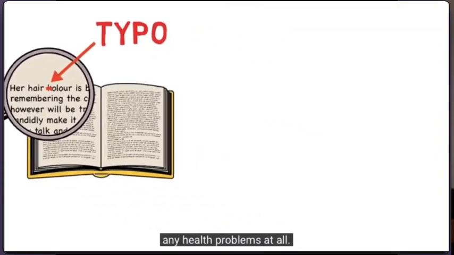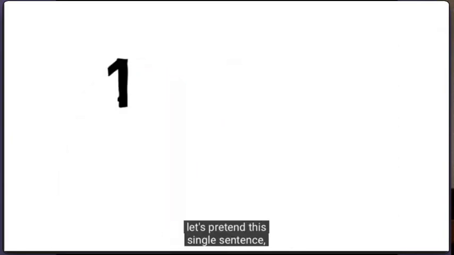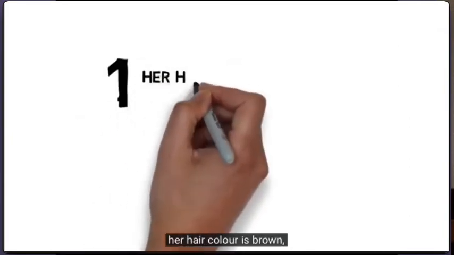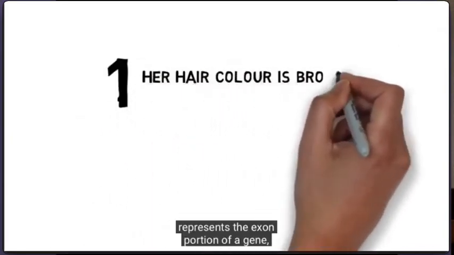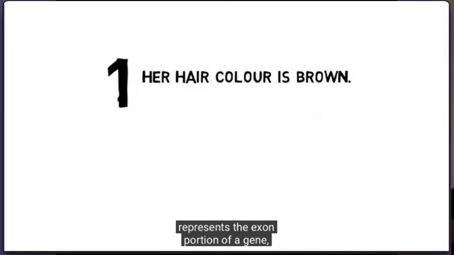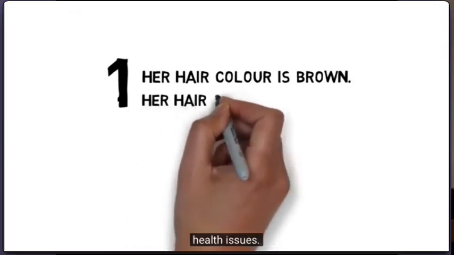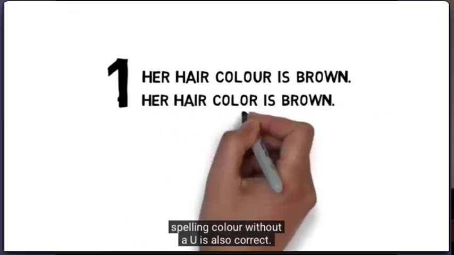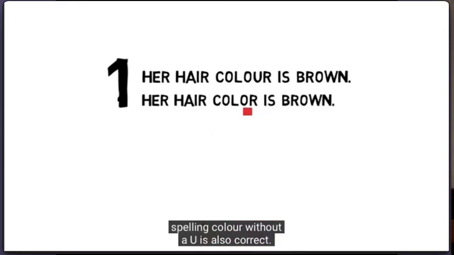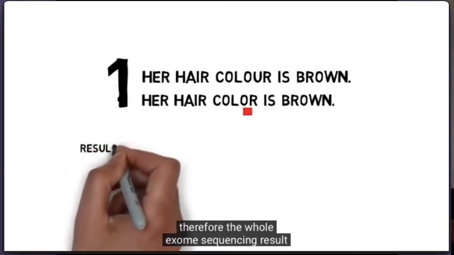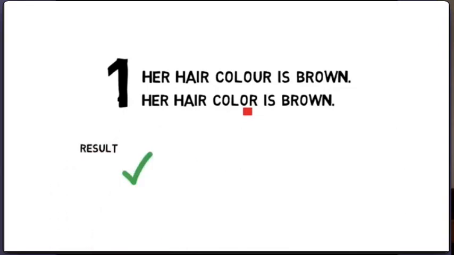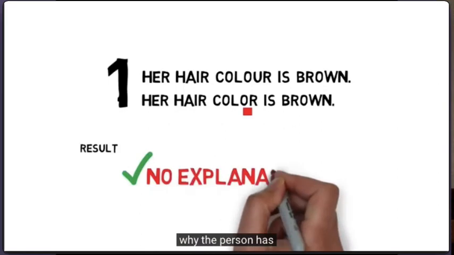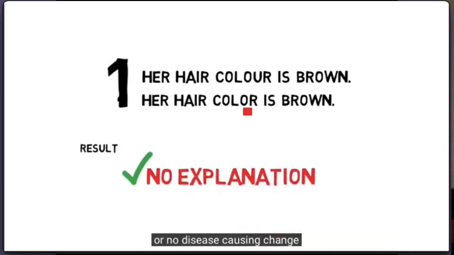Likewise, it is also possible to have a change in a gene that will not cause any health problems at all. In the following examples, let's pretend the single sentence, "her hair color is brown," represents the exon portion of a gene, or the area that, if disrupted, can cause specific health issues. So in this first example, spelling color without a U is also correct. The sentence or exon region remains fine. Therefore, the whole exome sequencing result would not explain why the person has specific health problems, or no disease-causing change was identified.